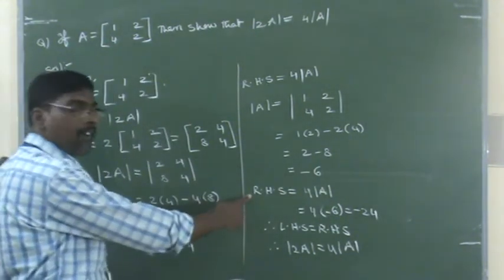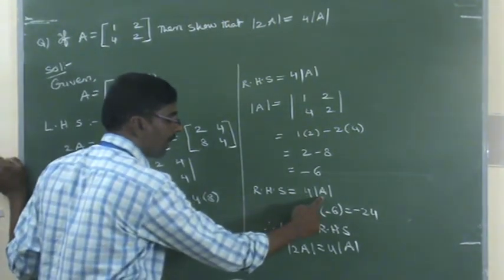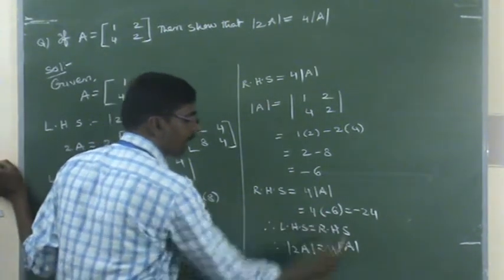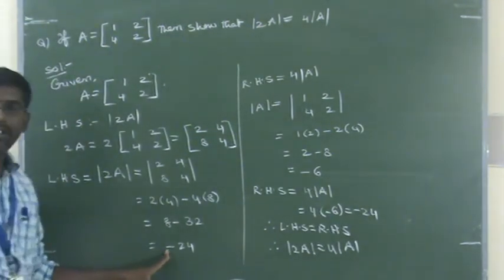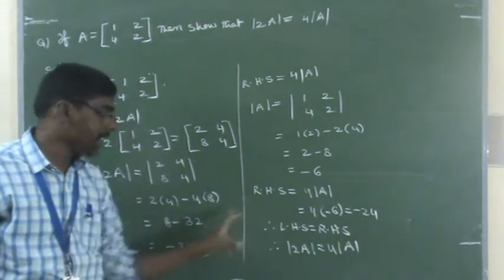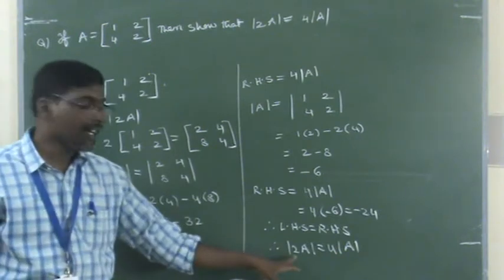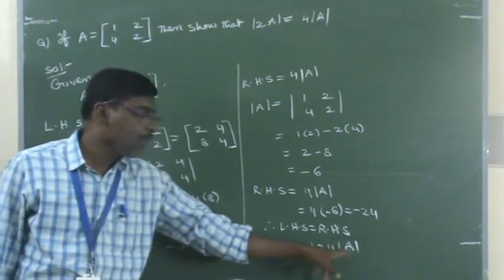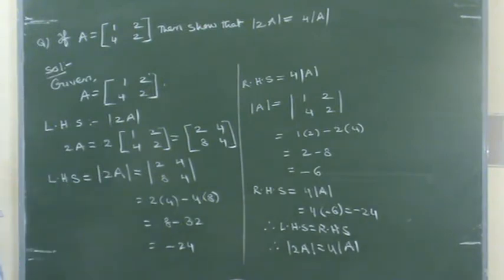But what is the value of RHS? RHS value is 4 into determinant of A, 4 into minus 6, which equals minus 24. See here, LHS value is also minus 24, RHS value is also minus 24. So LHS and RHS are both equal. So we can say that determinant of 2A equals 4 times determinant of A. This is your answer.